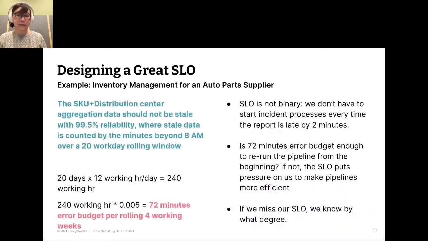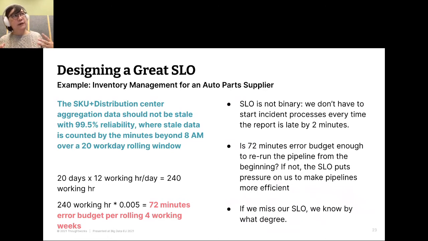So what does that look like in practice? 20 workdays, so 5 days a week. Let's say that the working day is 12 hours, right? Some people come in at 8 in the morning, some people come in a little bit later, or maybe we have analysts across a bunch of different time zones. So our workday is 12 hours. So there's effectively 240 working hours within our window that is relevant. And we want to make sure that within those 240 hours, 99.5% of that time, the data is going to be fresh. What does that mean?